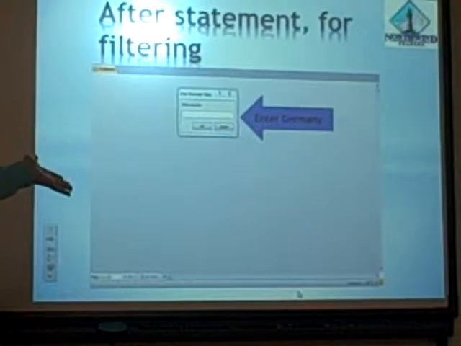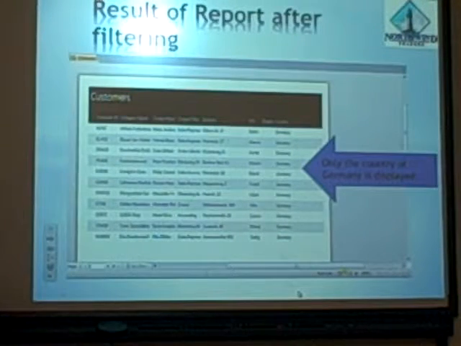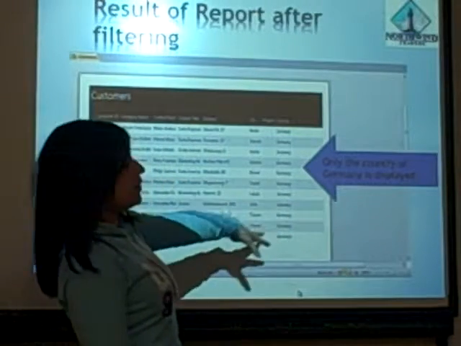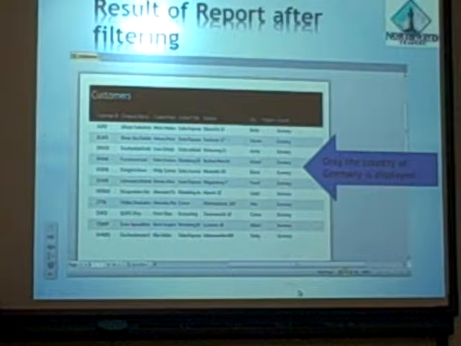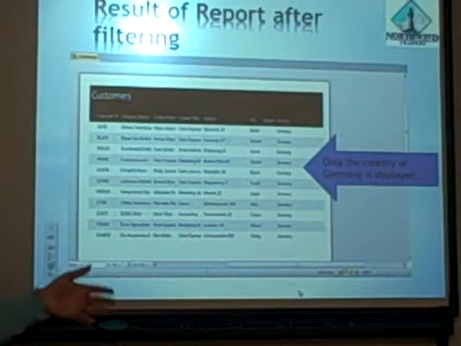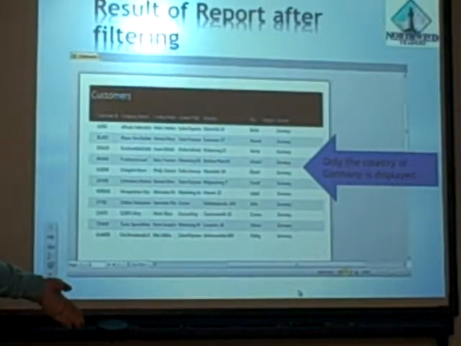For example, I enter Germany, and after I enter Germany, this is the result I have, that only the Germany country results are showing. So for example, if I enter another country, the other country is going to show up like this.